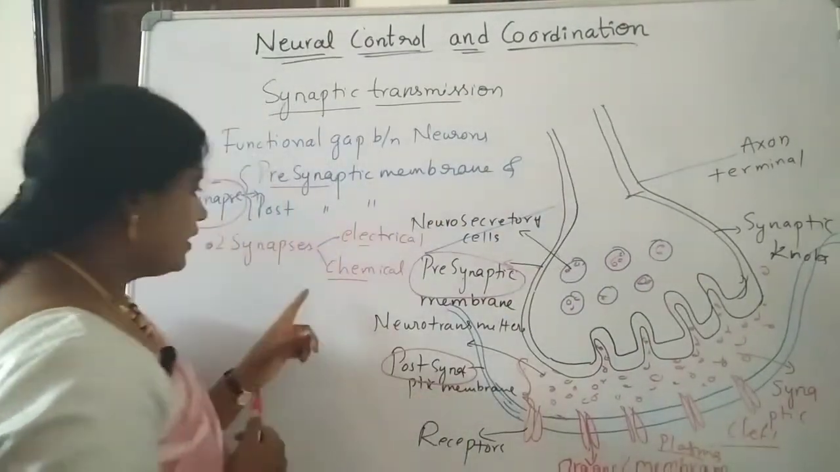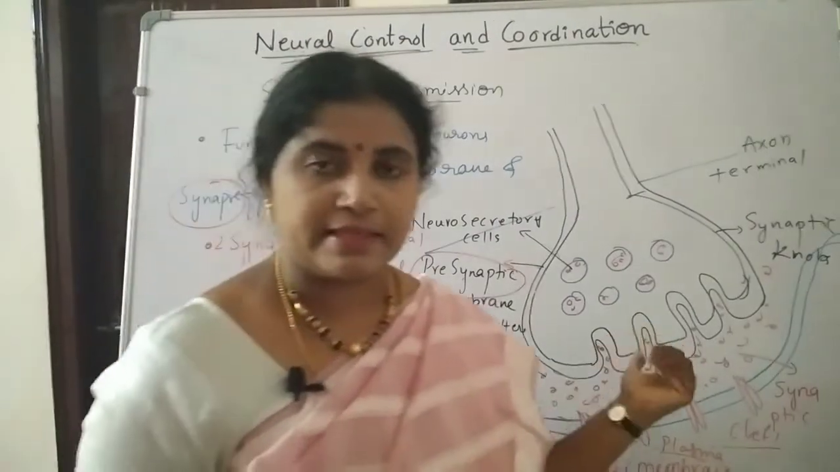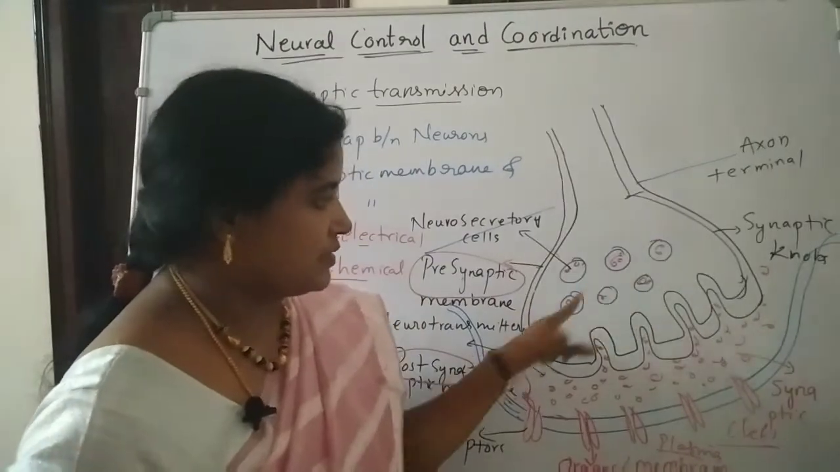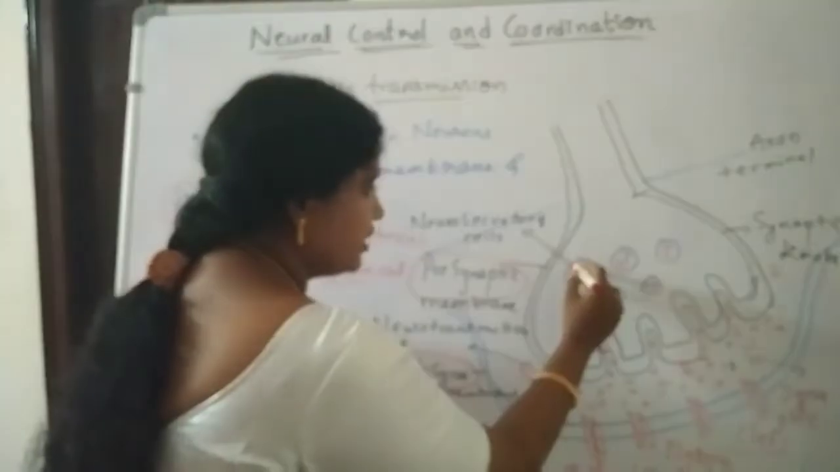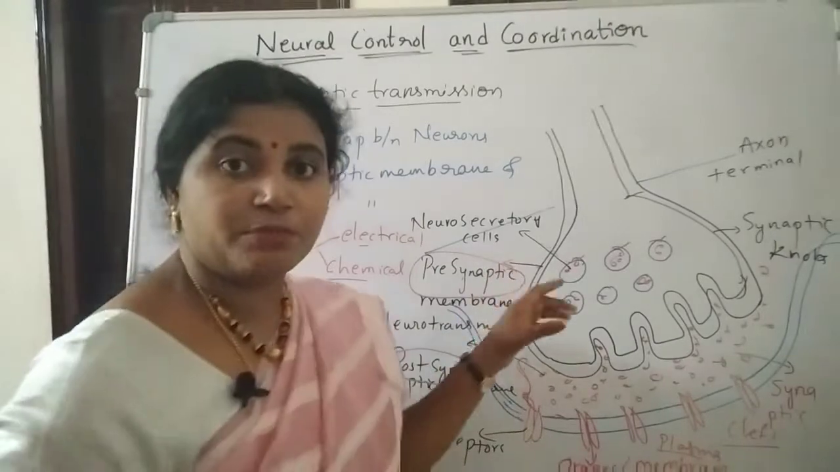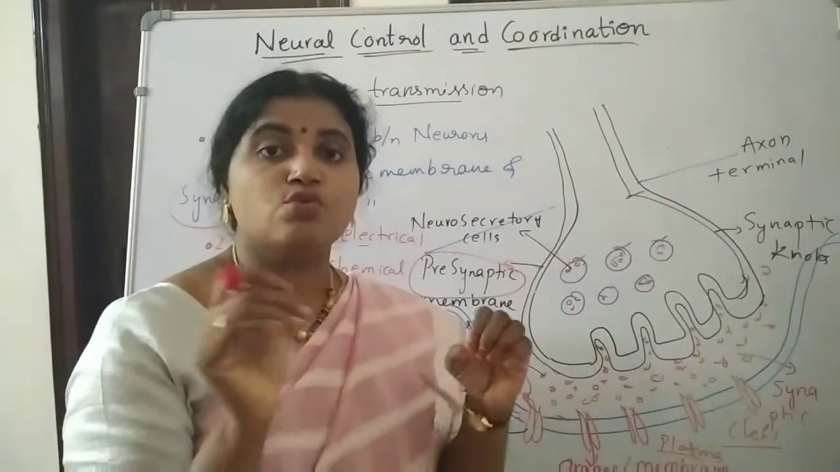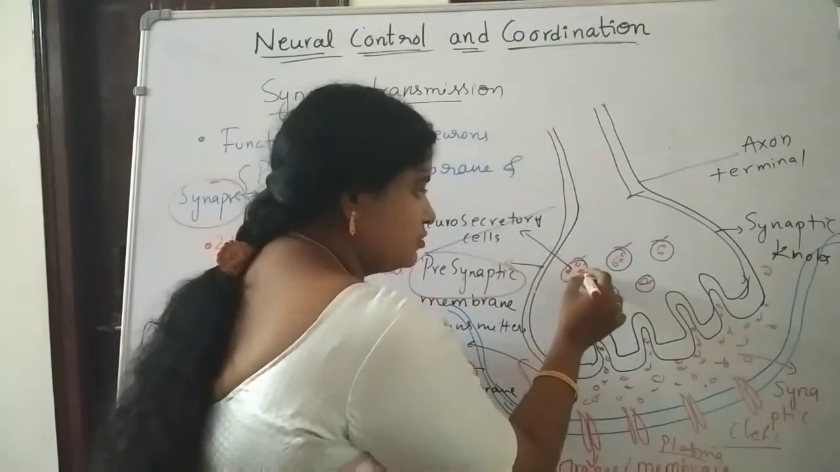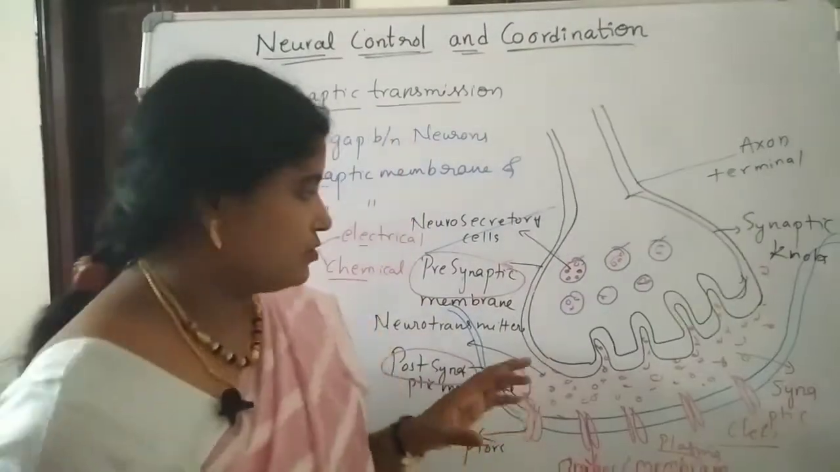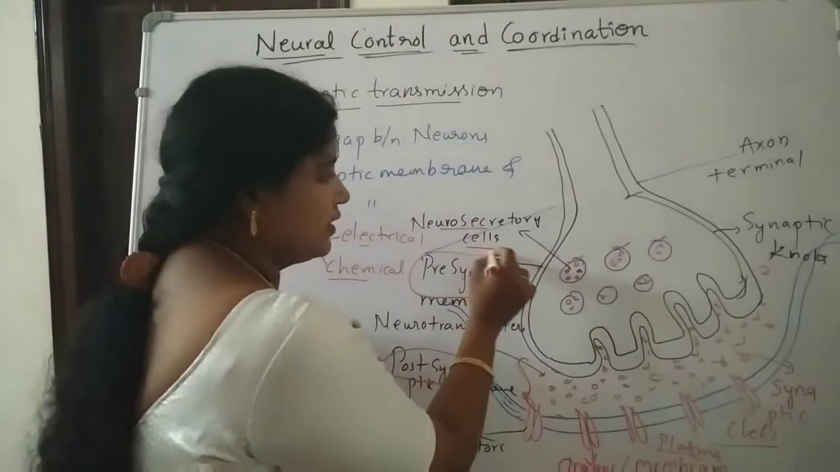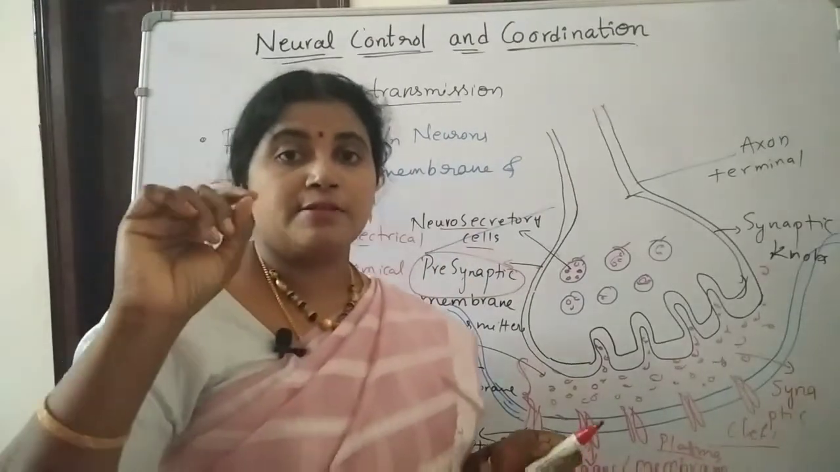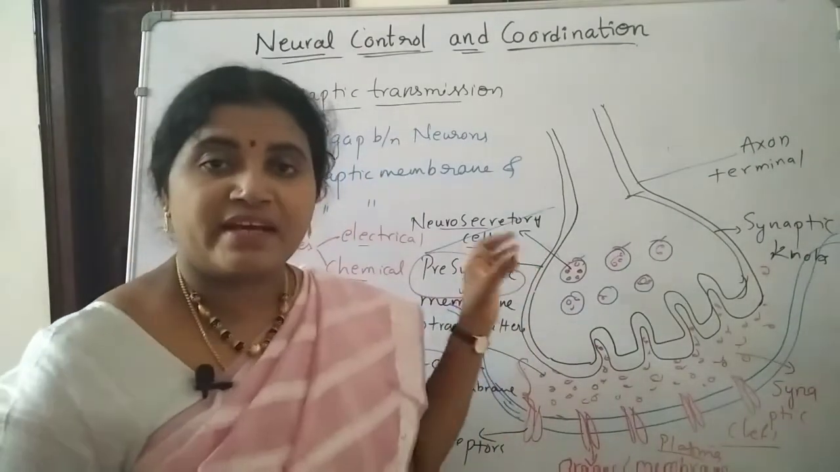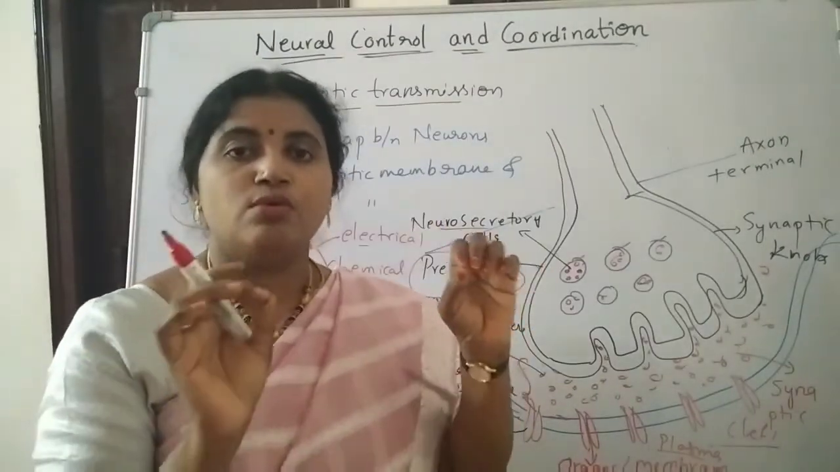But here, chemical synapses contain synaptic knobs. These synaptic knobs contain synaptic vesicles. These round structures are known as synaptic vesicles. Inside the synaptic vesicles there are neurosecretory cells. These neurosecretory cells release chemical substances. The chemical substances secreted by the neurosecretory cells are known as neurotransmitters.